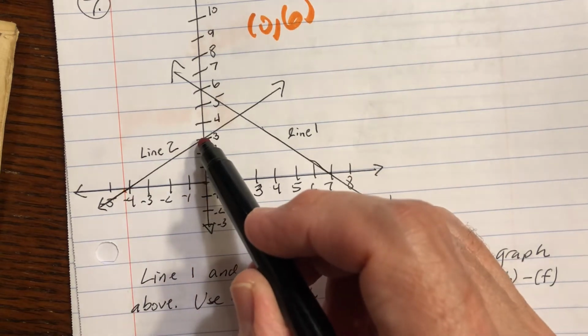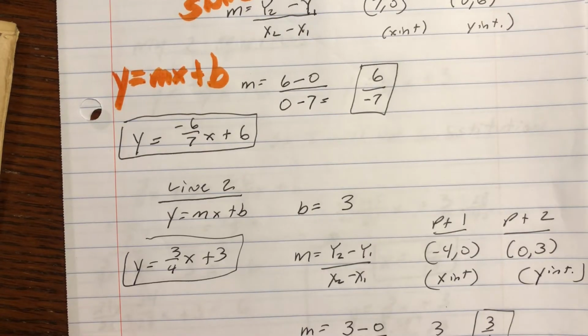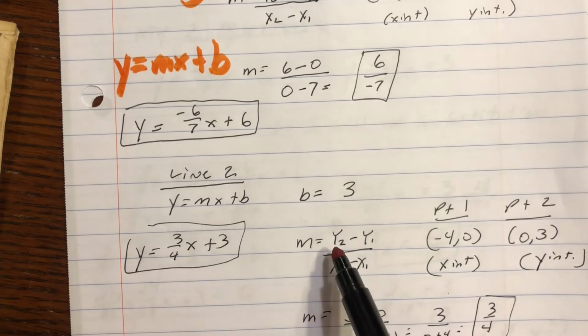Now I already had the y-intercept, 0, 3. So I want you to do that on your problem too. On your graph, you're going to be able to identify your x-intercept and your y-intercept. So there they are. Now I'm subbing into my slope formula.